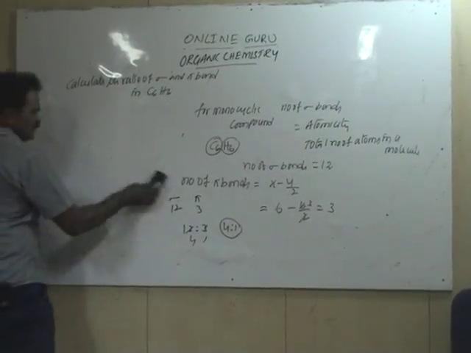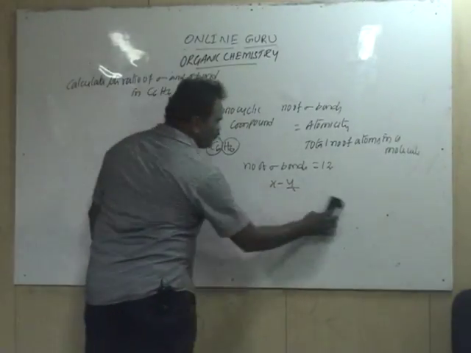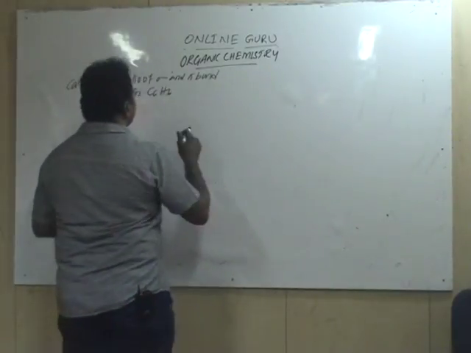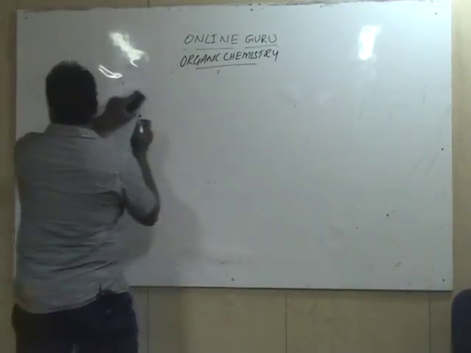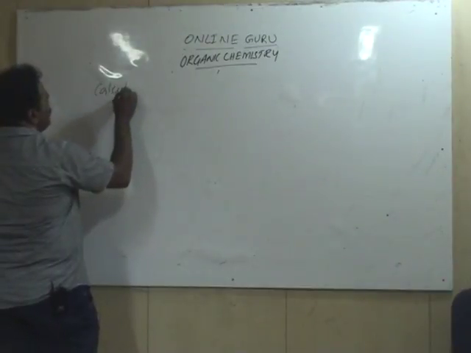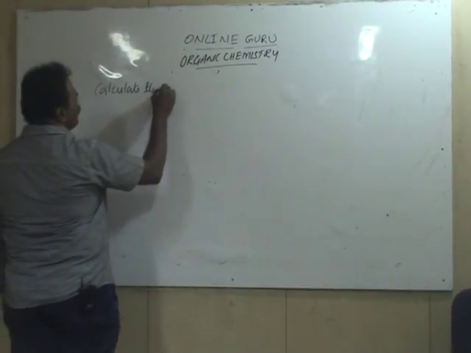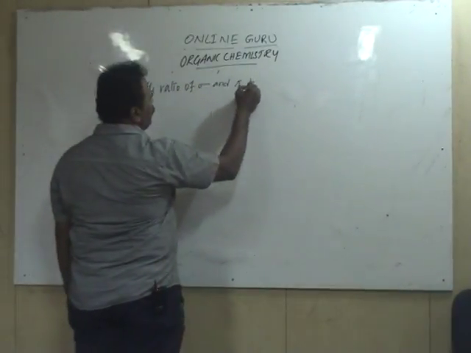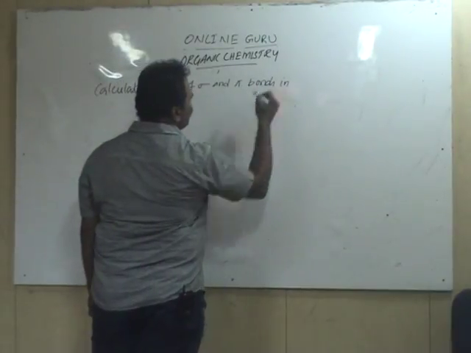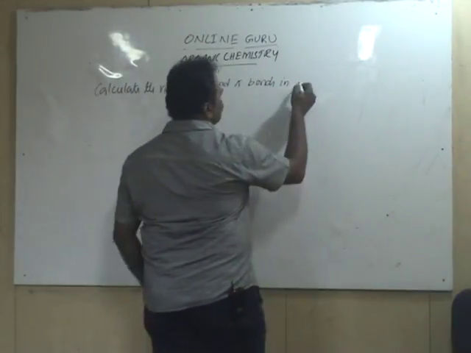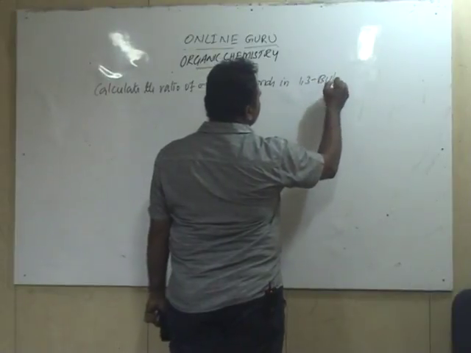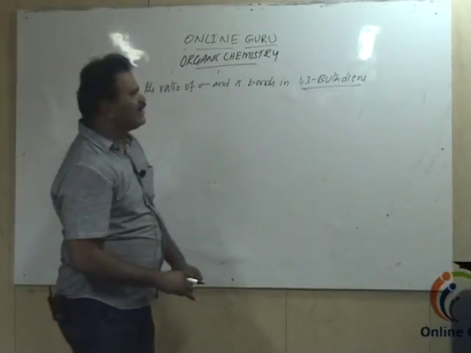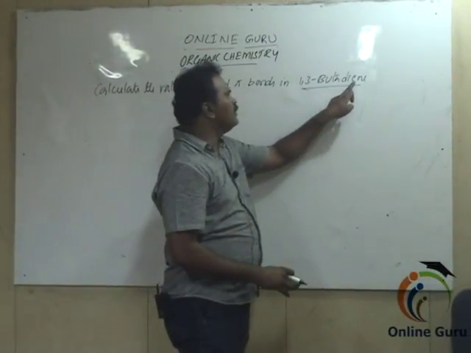The other question is: calculate the ratio of sigma and pi bonds in 1,3-butadiene. The given compound is 1,3-butadiene.